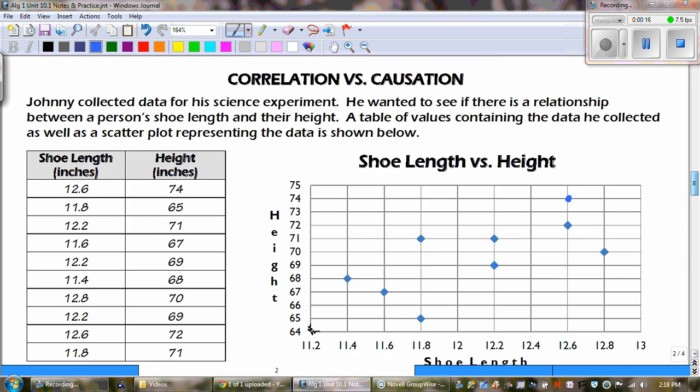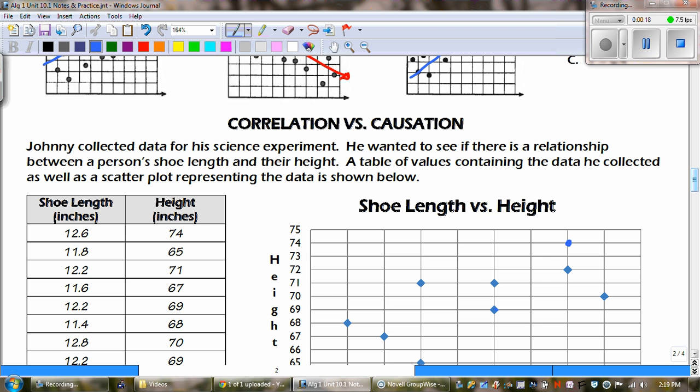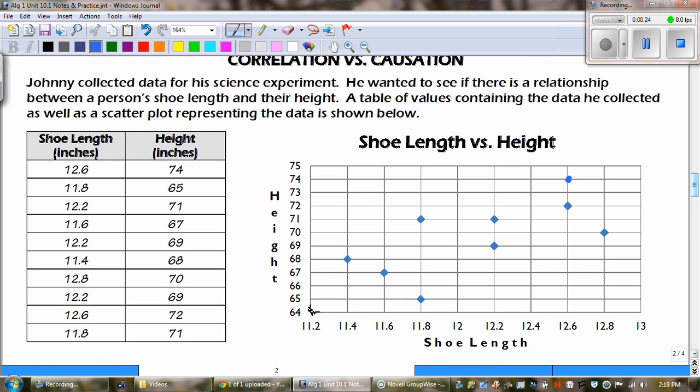Alright, so we are now talking about correlation versus causation. Let's look at our real world example. It says Johnny collected data from his science experiment. He wanted to see if there's a relationship between a person's shoe length and their height. A table of values containing the data he collected, as well as a scatter plot representing the data is shown below.